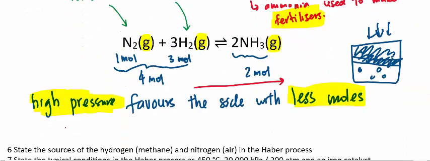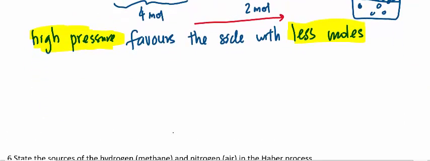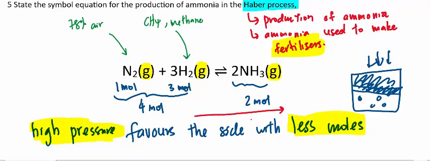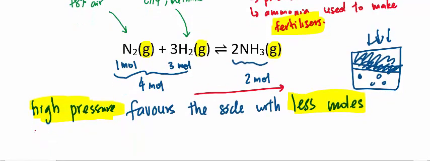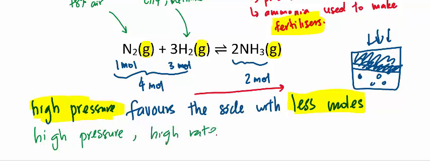So let's go back to this. High pressure favors the side with fewer moles. How does high pressure affect the rate? High pressure, high rate or low rate? High rate. High pressure, high rate. So in this factory, if I use high pressure, I will have high yield.